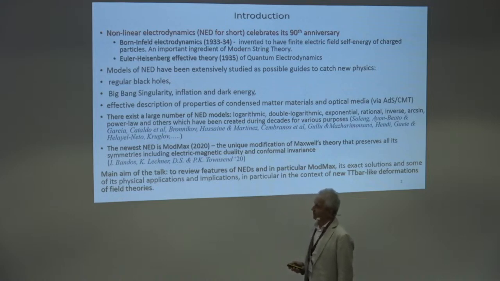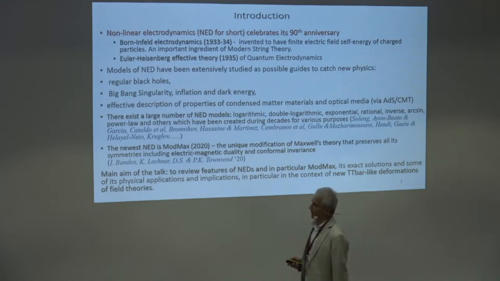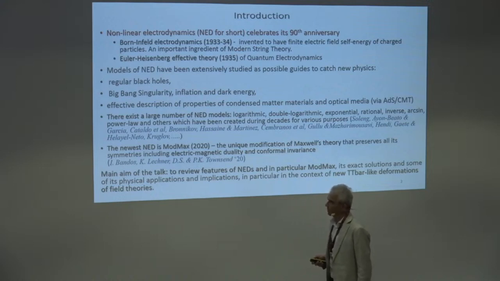Another example of nonlinear electrodynamics is the Euler-Heisenberg effective theory proposed in 35, which is the most phenomenologically related to fundamental interactions which we observe, a theory which describes quantum electrodynamics in an effective way when matter fields like fermions or some charged scalars, if they are present, get integrated out.